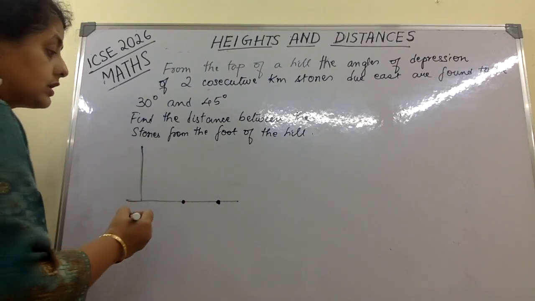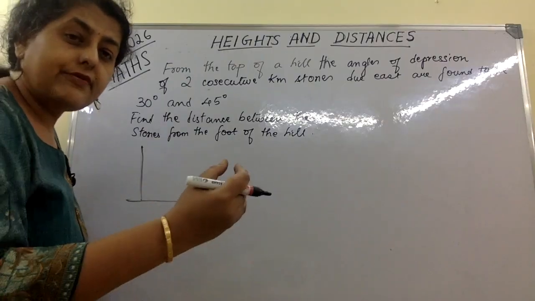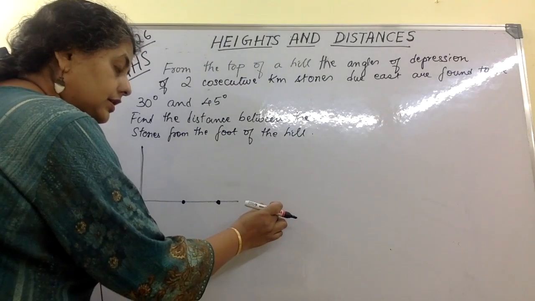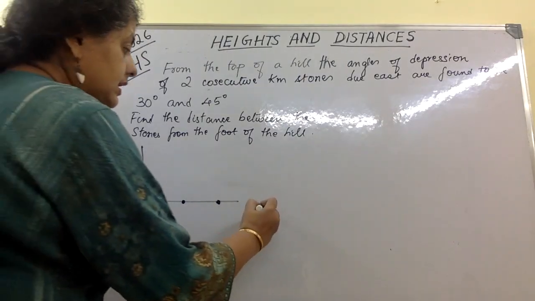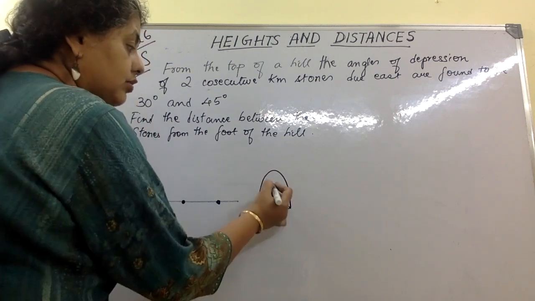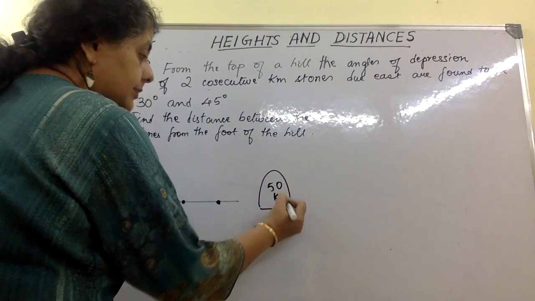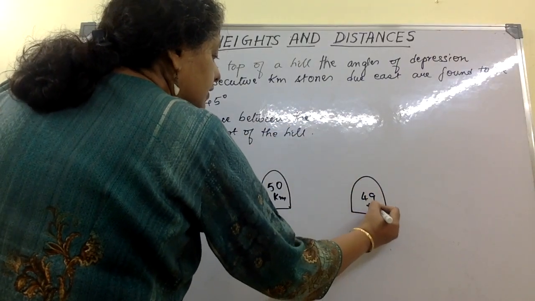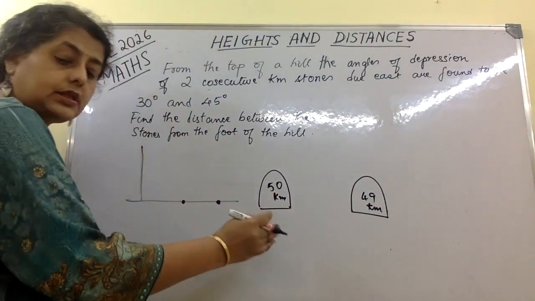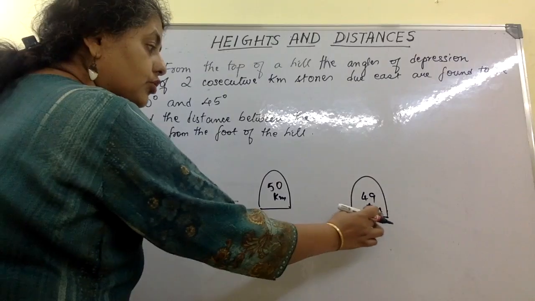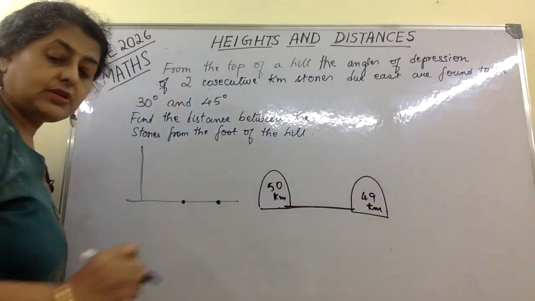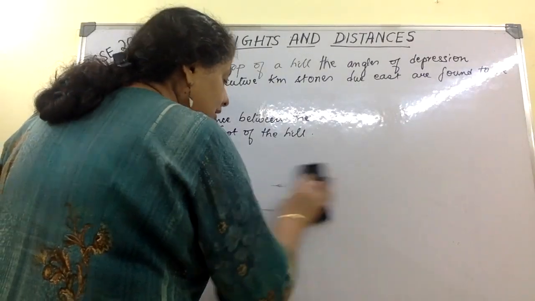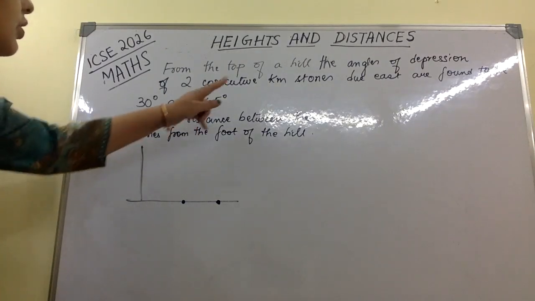What are kilometer stones? When you are on the highway, you see that your city is 50 kilometers written, you will find things like this. And then after 1 kilometer, you will see 49 kilometer written. Means you are going towards your city, you are returning. So your city is now 50 kilometers away and now 49. So naturally the distance between 2 kilometer stones is going to be 1 kilometer. Now that is the thing they have not told us. Instead of that, they have told 2 kilometer stones.